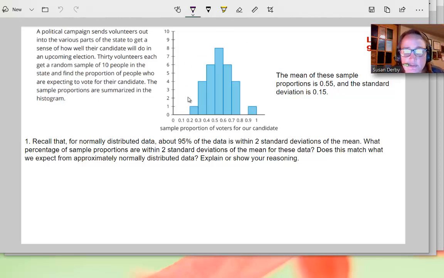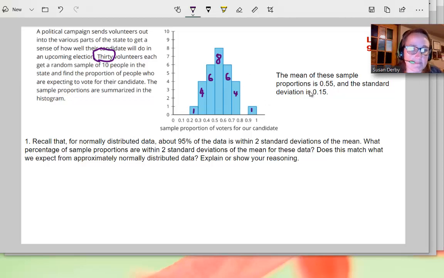The sample proportions are summarized in this histogram, so we have 30 data points. If I added up each of these bars, remember we talked about the area under the curve, each bar represents some of those data points. Remember, 4 of those data points are here, between 30 and 40% going to vote for their candidate. If we add up each of these, it's going to add up to 30, because there were 30 people that went out, took this survey, and brought back their information.